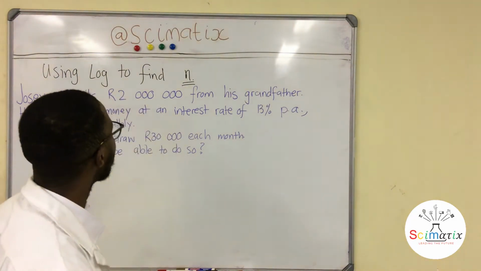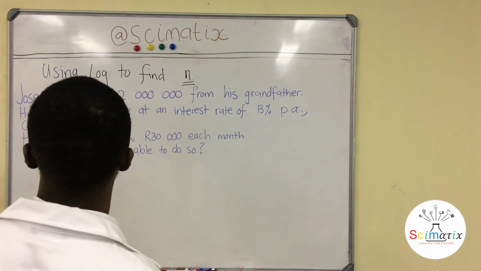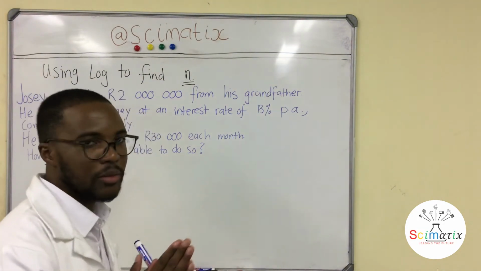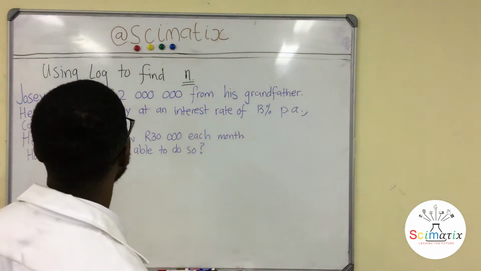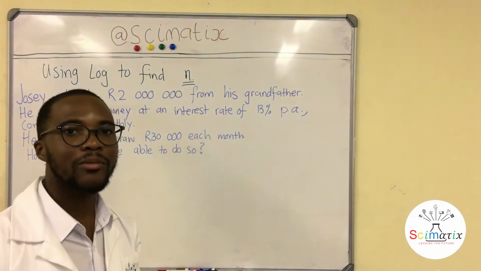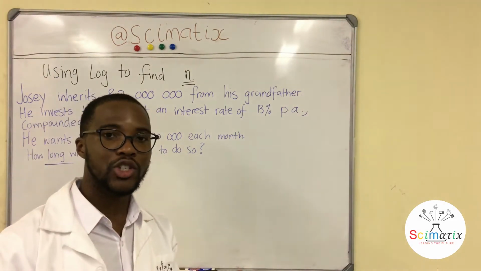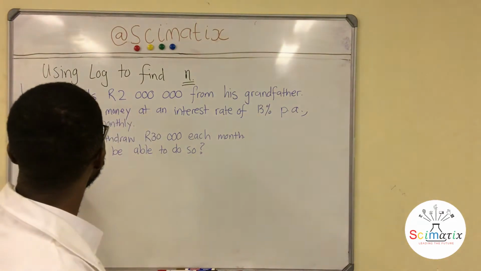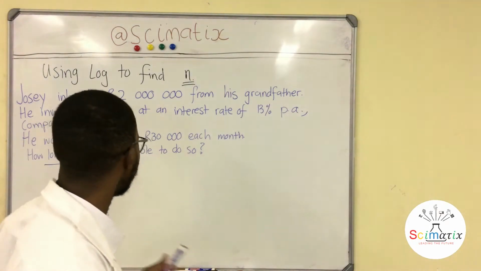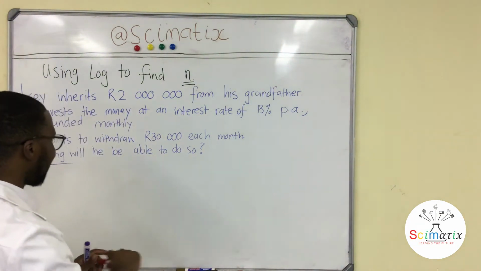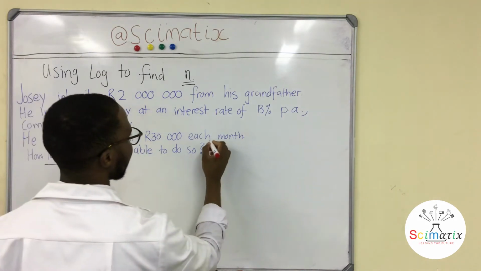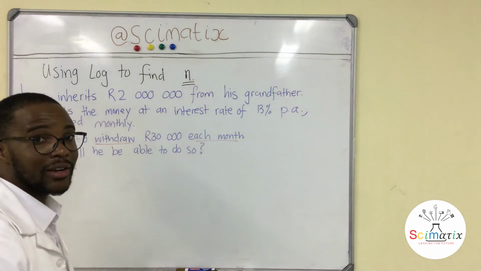So in this case, let's look at this example. Josie inherits 2 million from his grandfather, may he rest in peace. He invests the money at an interest rate of 13% compounded monthly. Compounded monthly, once again, means this is a nominal interest rate, so keep that in mind. He wants to withdraw 30,000 each month. The keyword there is withdrawal, and the withdrawals happen every month.